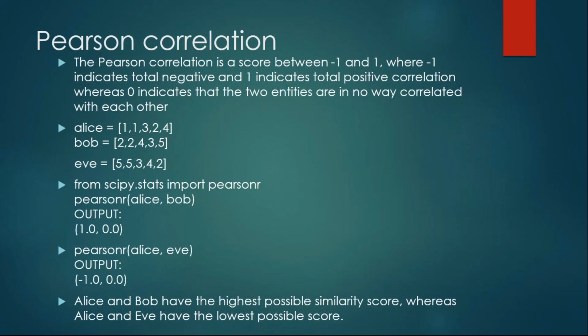This is given by the following example. We have Alice and Bob with the highest possible similarity score, whereas Alice and Eve have the lowest possible similarity score.